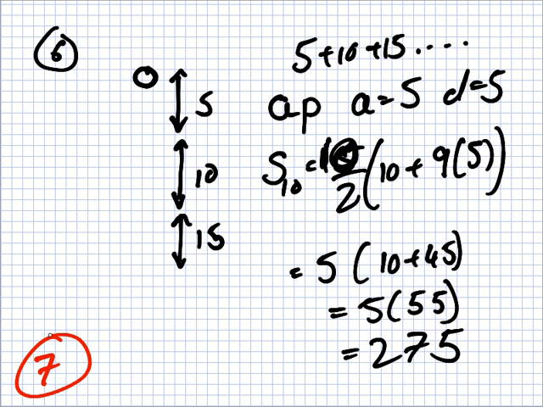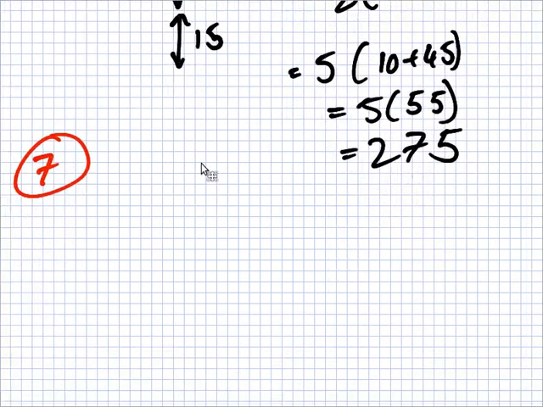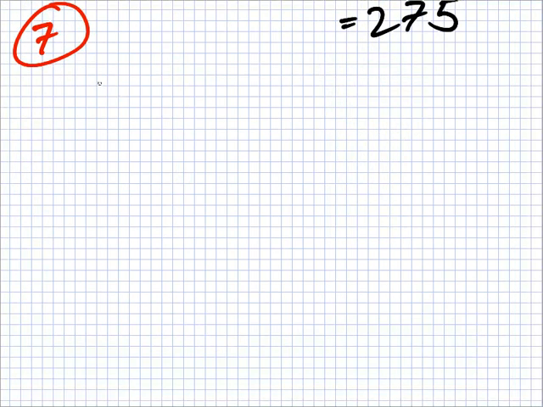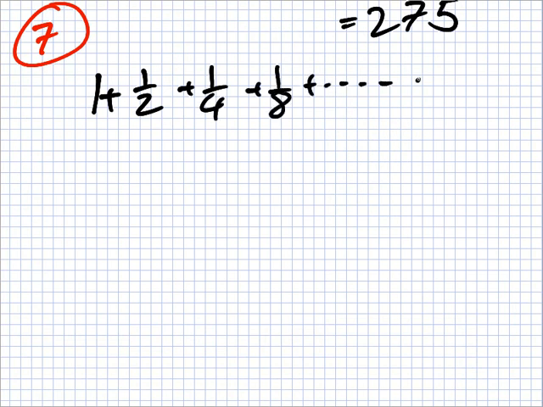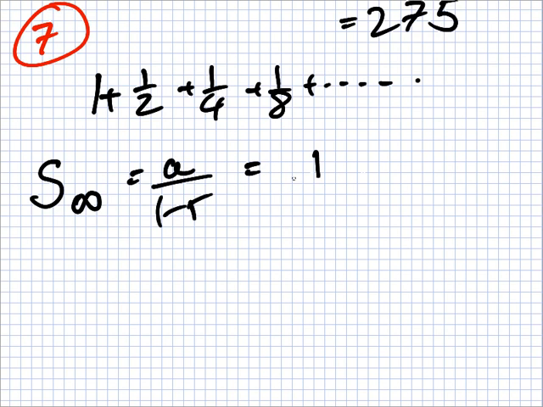Right, 7 now. So it's a GP. It's 1 plus a half plus a quarter plus an eighth and so on. But it's an infinite GP. So what's the A here? It's 1, and what's the R? It's a half. So total is 2 meters.